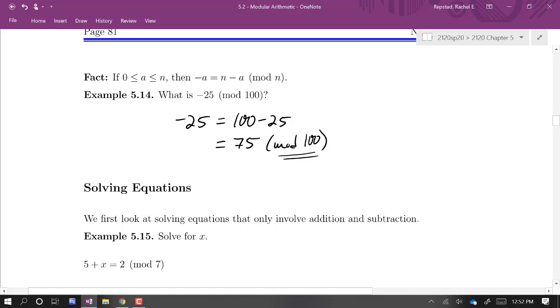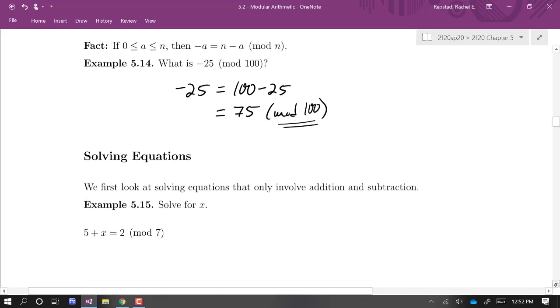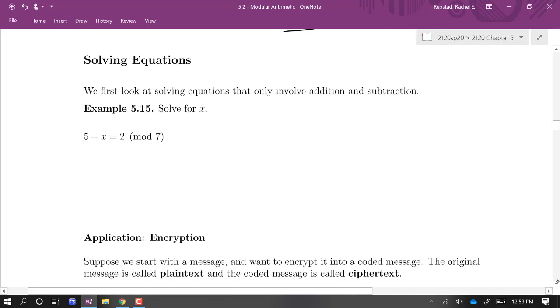Now that we have some addition and subtraction, we could do some really simple equations, the ones that only involve addition and subtraction. We're going to get to the multiplication and division in a little bit, but let's say I want to solve for x here, and I know that 5 plus x is equal to 2 mod 7. So look, we're working with Z7. If this equation has a solution, it's going to be one of those values.